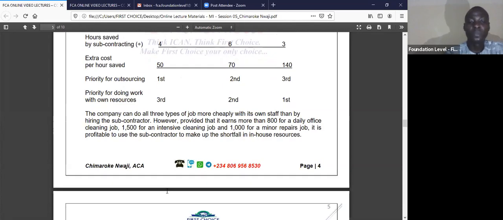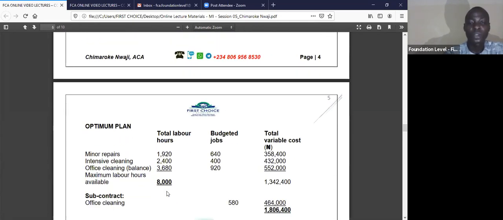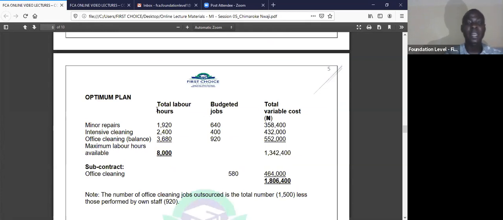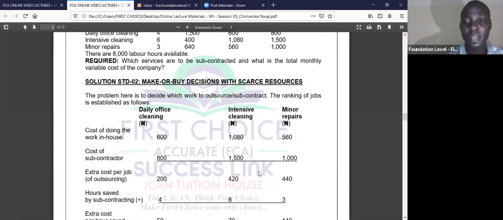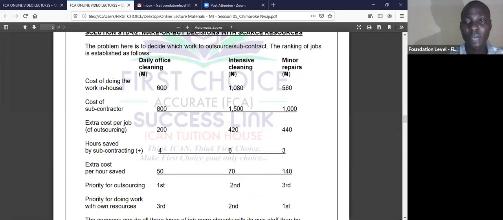So the production plan. Look at the production plan here. The production plan here is to do minor repairs, which is the first one. So we are looking at minor repairs as our first one here, because from here we ranked it first. We rank minor repairs first. So if we rank minor repairs first, how many hours does it take for one job of minor repair? It takes 3 hours. So if it takes 3 hours for one job, and we are doing how many number of jobs here?